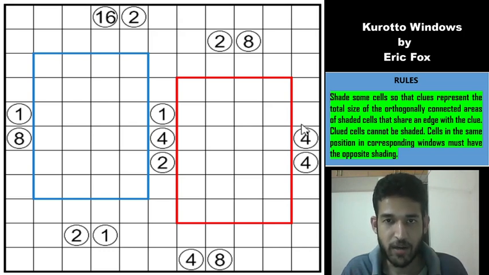So to elaborate more on the rules, you cannot shade the clued cells. The next thing is that, as you can see, there are 2 rectangular windows. One is blue and the other is red. The shading properties in both of these windows will be exactly opposite of each other. So for example, if this cell is shaded, the corresponding cell in this window will be unshaded. And if this cell is unshaded, the corresponding cell in this window will have to be shaded. This is applicable for each and every cell inside these 2 rectangular shapes. So these are the rules.